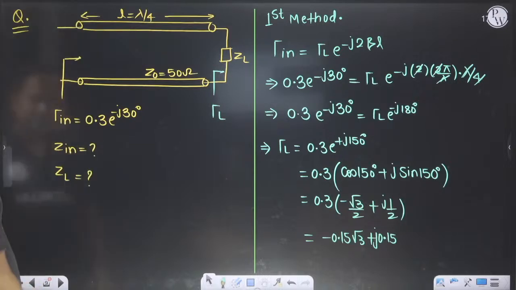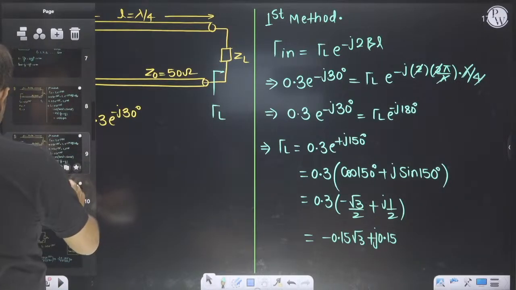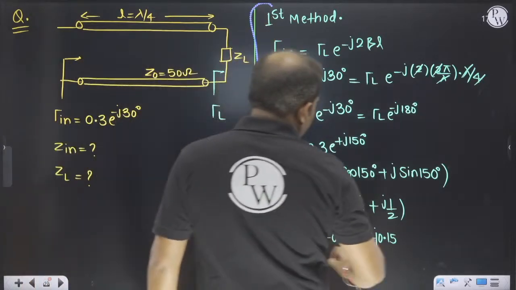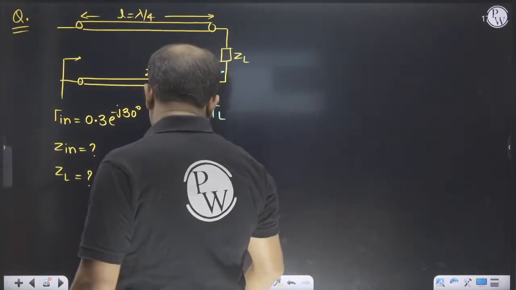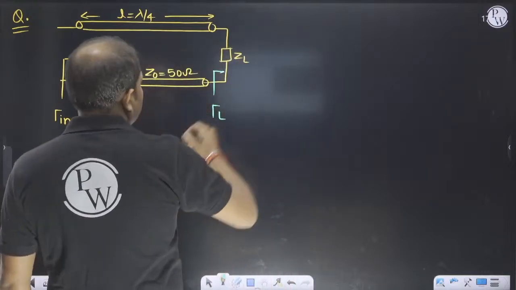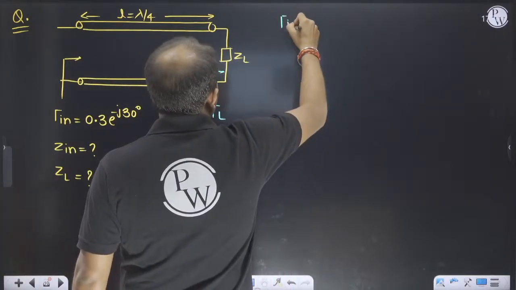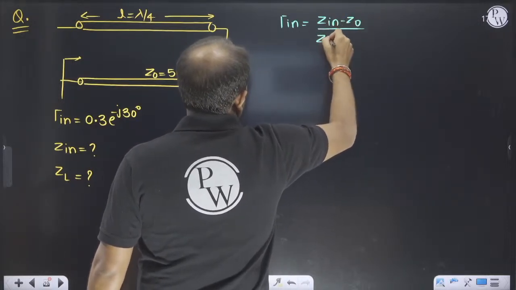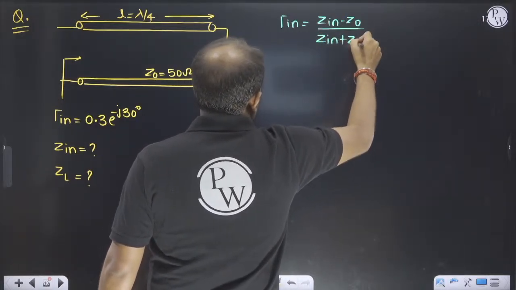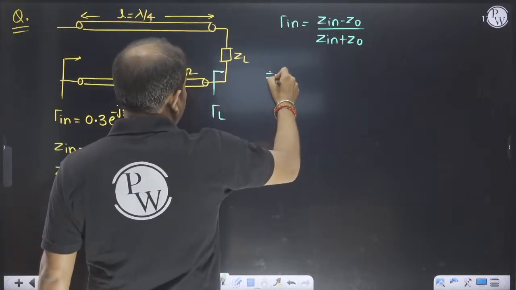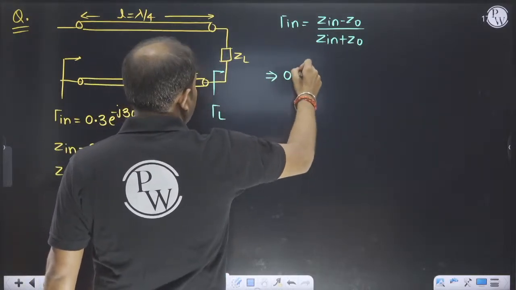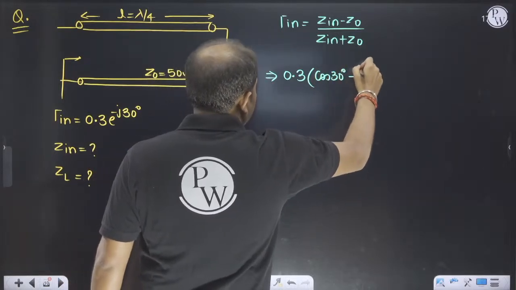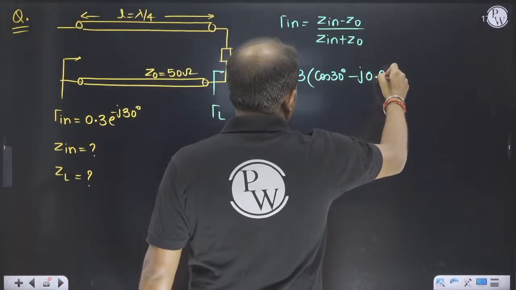Second method: if gamma in is given, gamma in is known, you can calculate through gamma in also. How will you calculate through gamma in? You know that gamma in is equal to Zin minus Z0 over Zin plus Z0. So you know gamma in. Gamma in is how much? 0.3 cos 30 degree minus j 0.3 sin 30 degree.